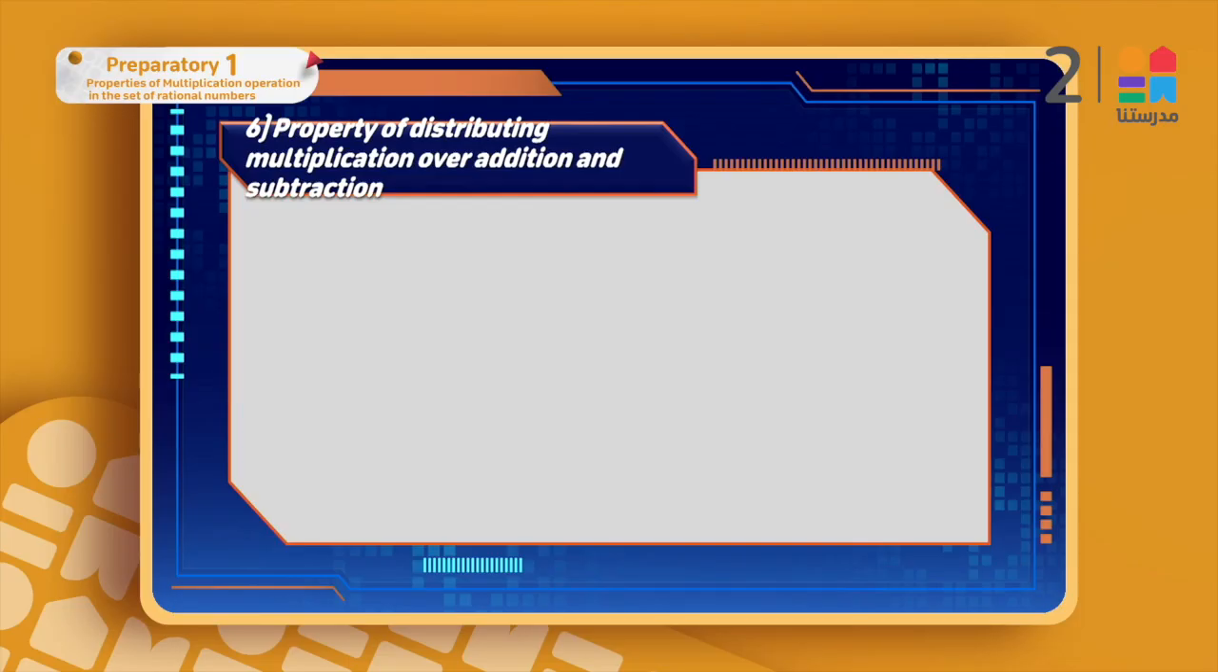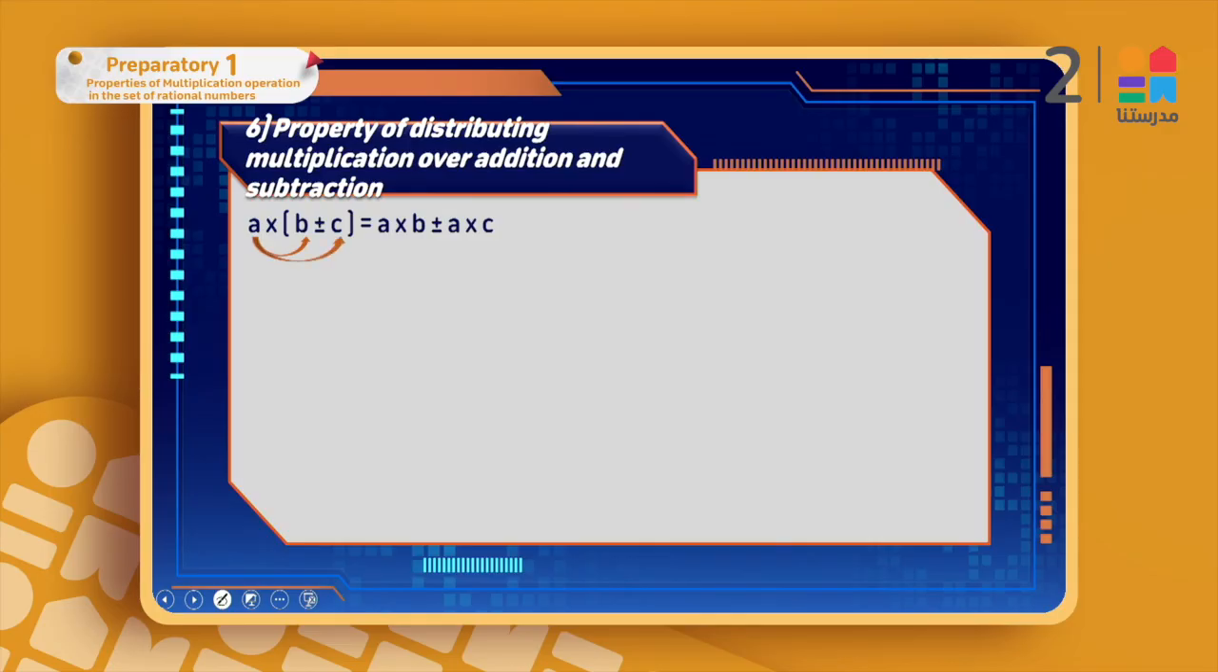Number 6, property of distributing multiplication over addition and subtraction. A times brackets B plus or minus C, we will distribute this A. Here we have A times B plus or minus A times C. Do you see the two arrows? So we have to distribute this A to B and C: A times B plus or minus A times C.